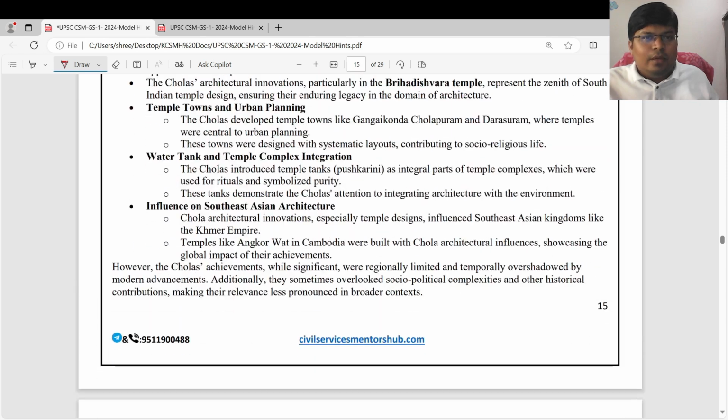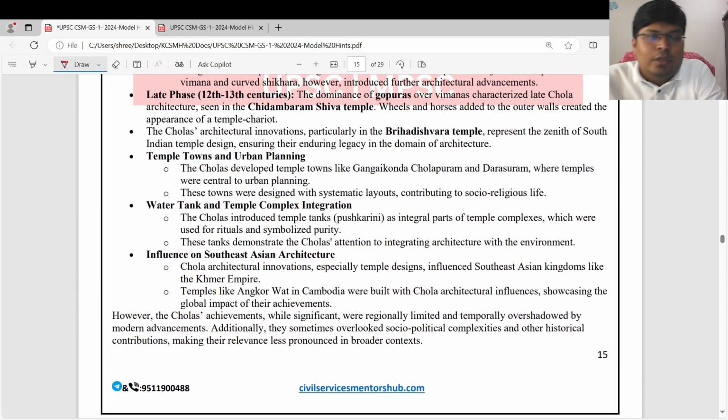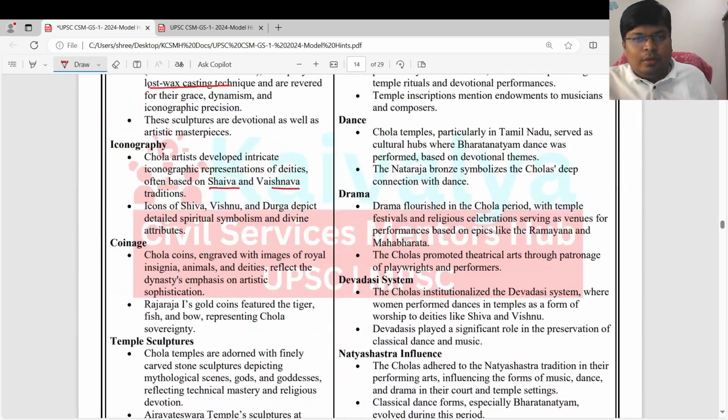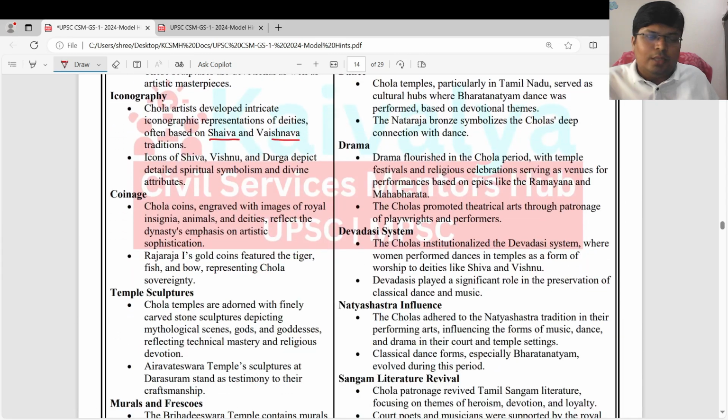Then town planning and temple towns, water tanks, and influence on Southeast Asian architecture. Because the Cholas led naval expeditions to Southeast Asia, and we have evidence of the influence of Chola culture, or you can say Indian culture, on these countries. So you can interlink with it: the Angkor Wat temple in Cambodia. So you could cover such points in your answer.